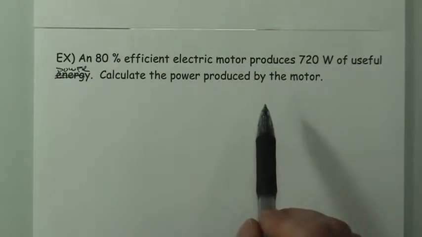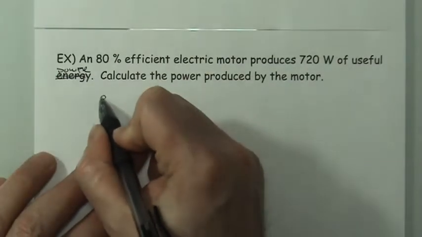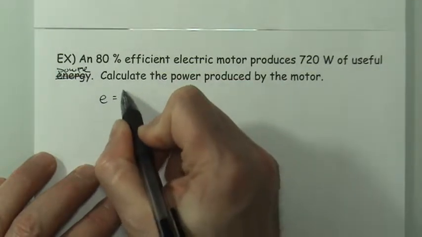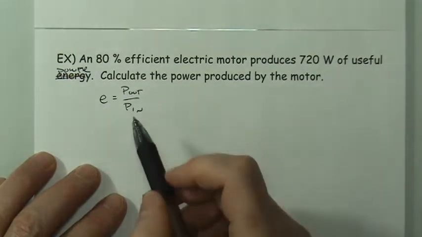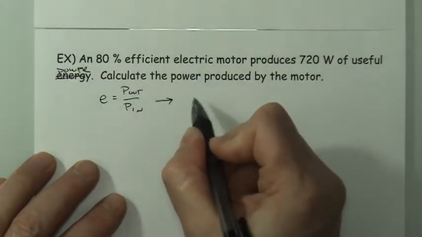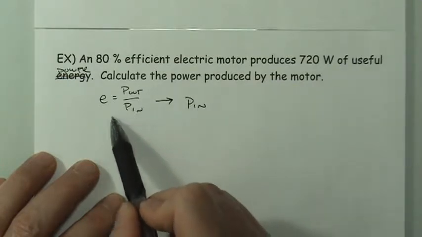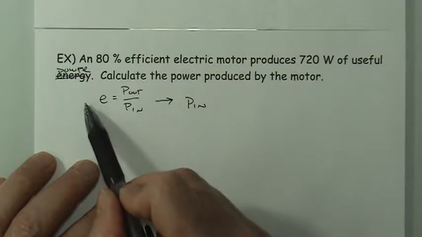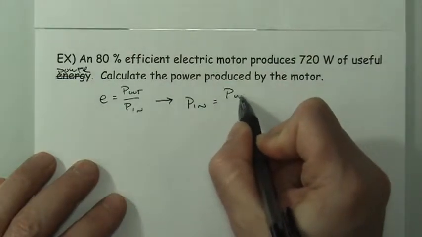So that is to say the input power, or the total amount of power that was produced by the motor. So E is equal to P out over P in, and what I'm looking for is this one. I want to know the power that was put into the system. So that means the power in, I'm going to multiply by the power. That's going to move it over here, and I'm going to divide by the efficiency, and I'll end up with this.